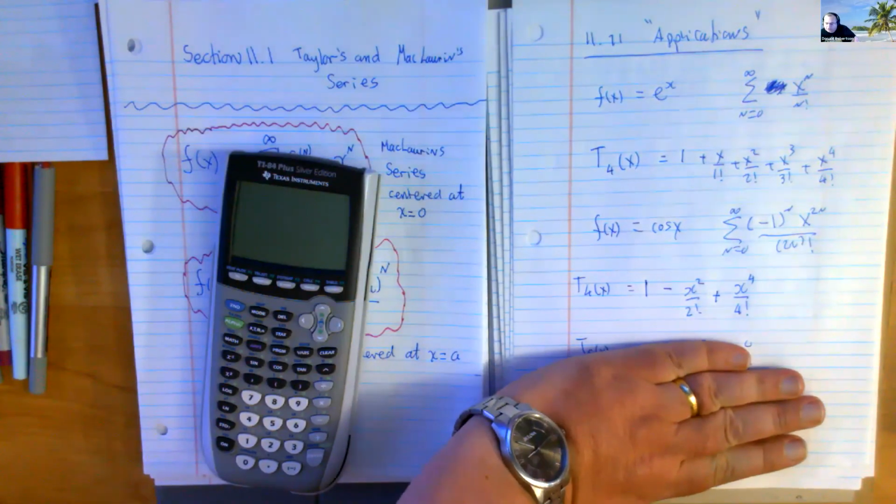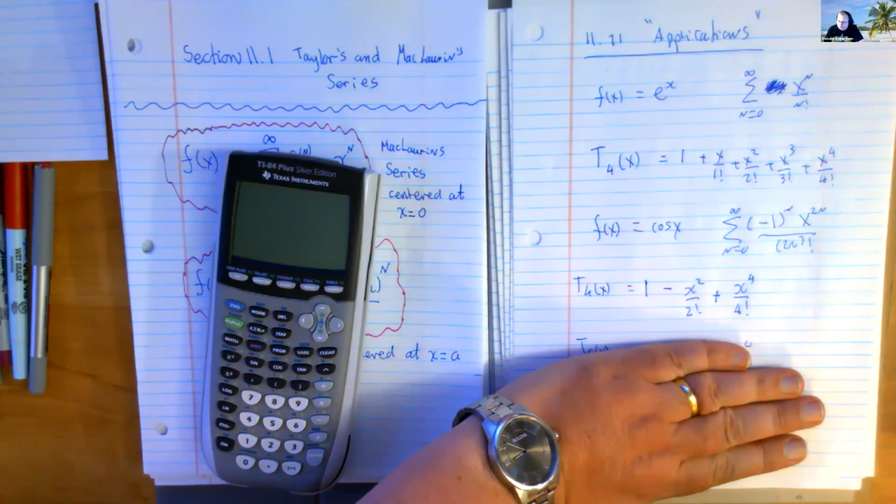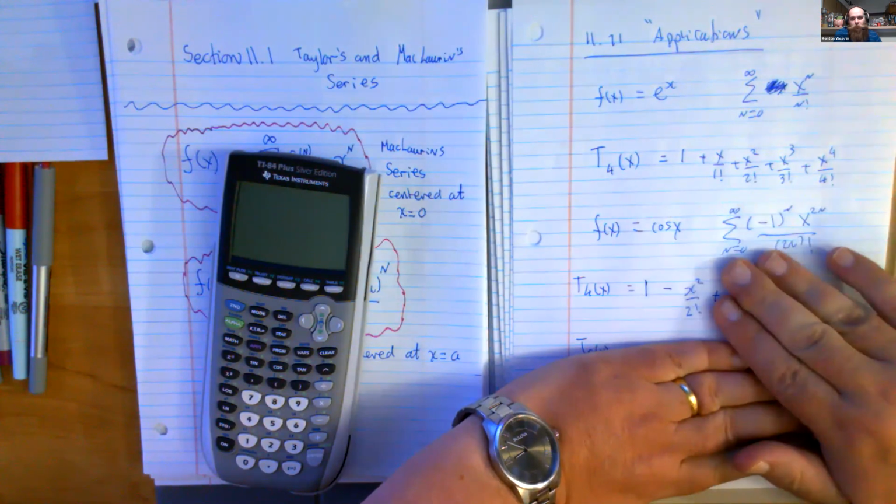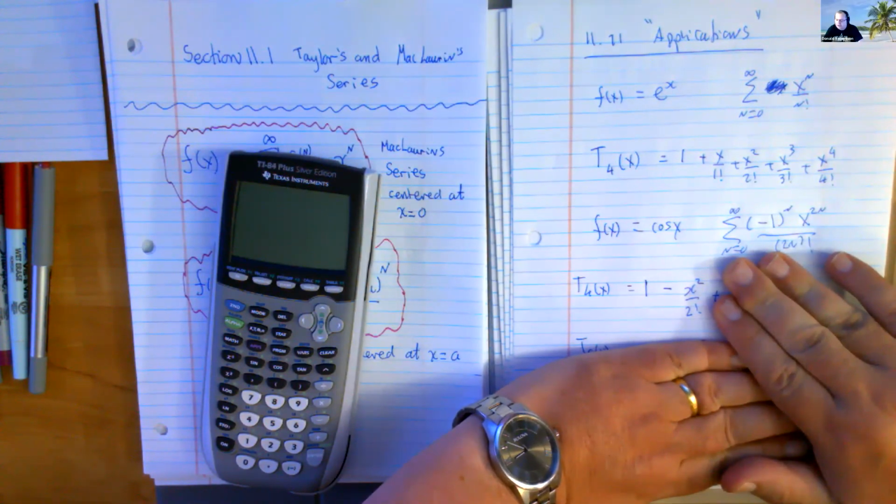There's T4 of x. What will T2 of x look like? One minus x squared over 2 factorial. Right. Won't T3 of x look like that as well?